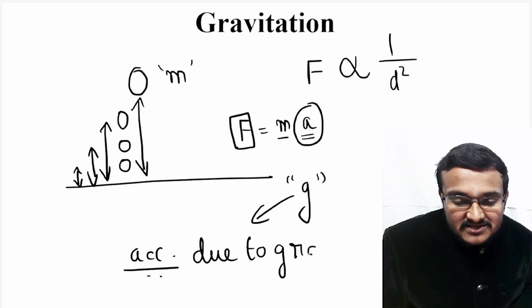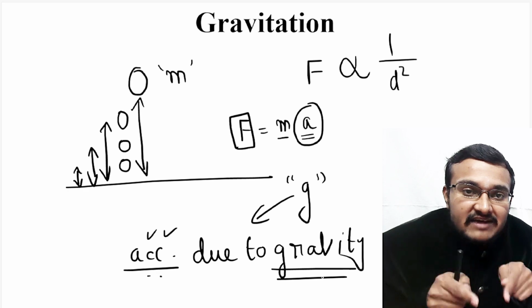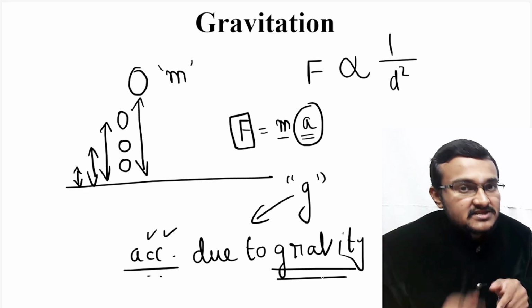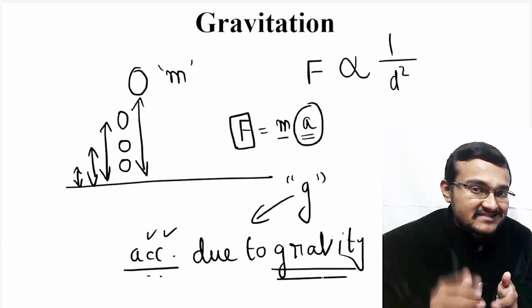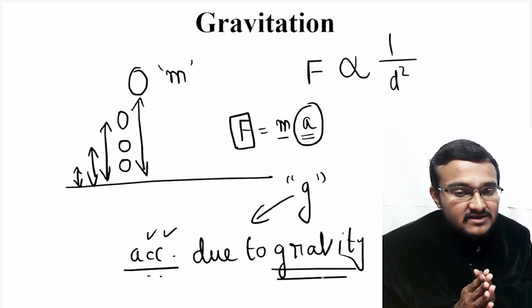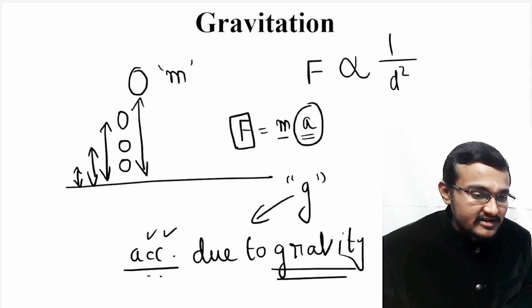Why are we calling it acceleration due to gravity? Because this particular acceleration is coming into the picture because of the gravitational force. So whenever there is force, acceleration comes into the picture, and whatever acceleration comes into the picture due to the gravitational force of earth, that acceleration is known as acceleration due to gravity.